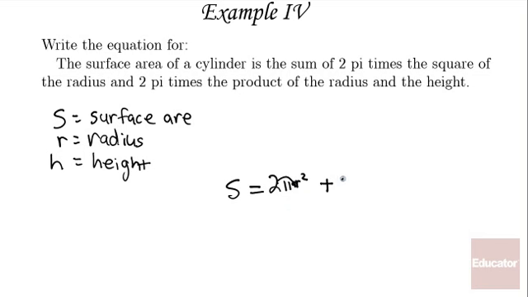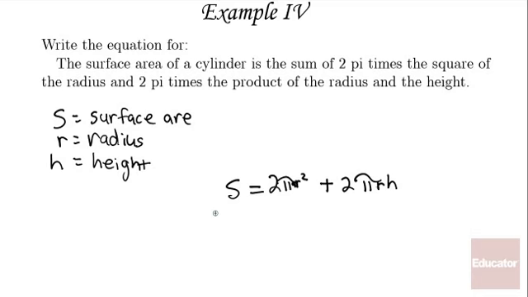plus 2 pi times the product of the radius and the height. So again, multiplying. 2 pi times I'm multiplying the radius and the height. So the surface area of a cylinder is S equals 2 pi times the square of the radius, 2 pi r squared. And so add, because it's a sum, 2 pi times the product of the radius and the height. And this is the actual formula for the surface area of a cylinder.